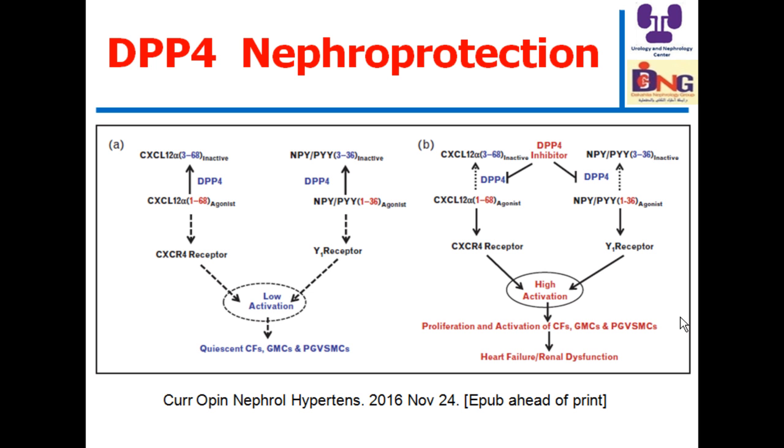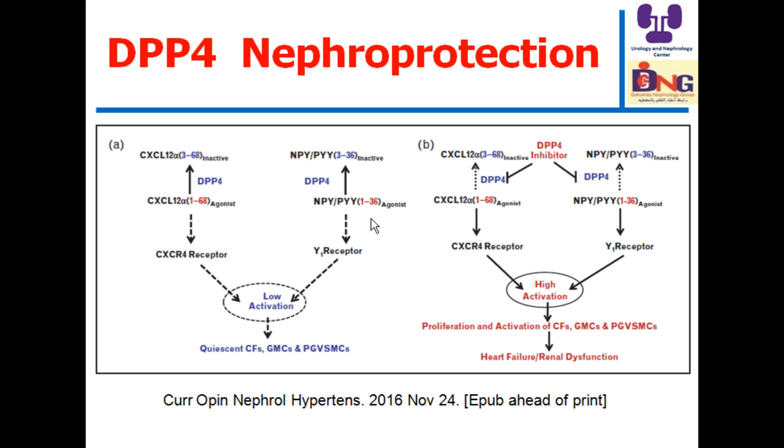This issue is we have these peptides, chemokine full length 1 to 68 and neuropeptide Y 1 to 36 agonists. And these peptides, chemokines and neuropeptide Y, are metabolized by DPP4. So if we block DPP4 by using DPP4 inhibitors, we will keep these peptides. So again, DPP4 inhibitors are essential to keep incretins, and incretin is protective for the heart and for the kidney.